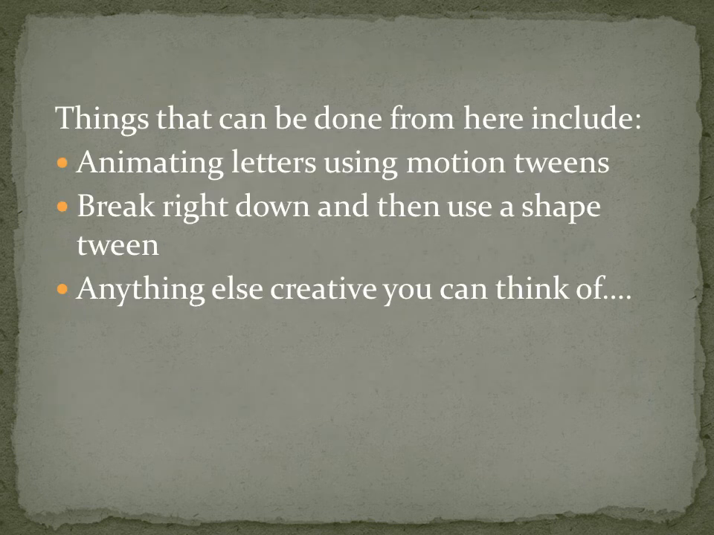Now, these are the things that can be done from here. One is that we can animate letters using motion tween. Next is to break right down and then use a shape tween, using Ctrl B twice, and anything else that you want to create. For example, you want to animate letters and then change it into another shape, or let your letters move around your stage. So be creative in using this kind of animation.